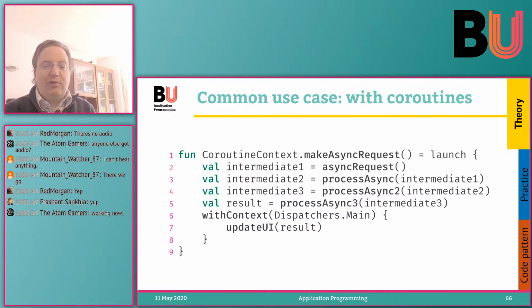So coroutines allow you to do this. Yes, I've also updated this example in the original slides. So we just make an asynchronous request. When it's ready, we get the intermediate value. We can do this. And the compiler will make sure that this happens exactly as if it was with the callbacks, but does it without us having to write all those callbacks. And then finally, we take the main dispatcher, make sure that update UI is done on the UI thread.